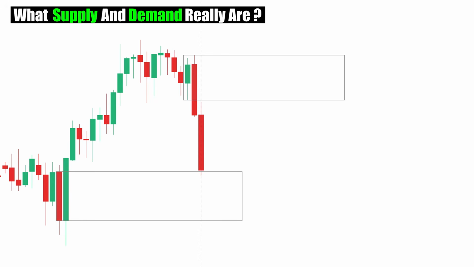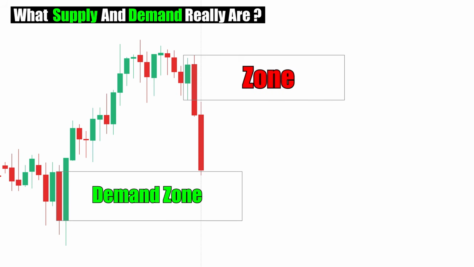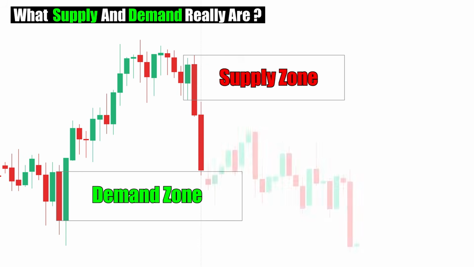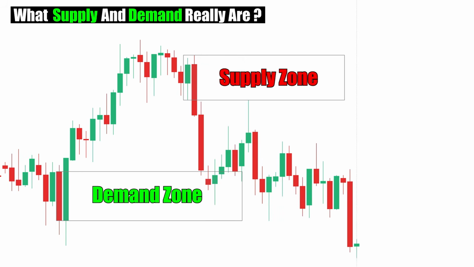The areas where these large buying or selling moves begin are known as zones. The base of a strong upward move is called a demand zone, while the base of a strong downward move is called a supply zone. When price returns to these levels, it often gives us a favorable entry point.